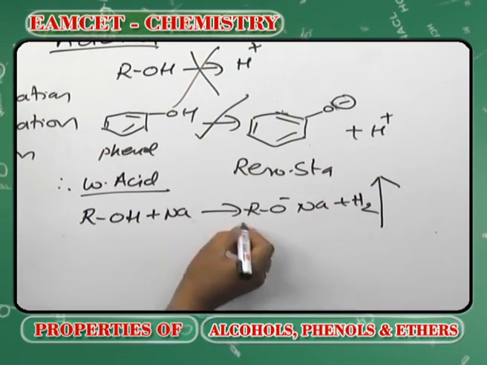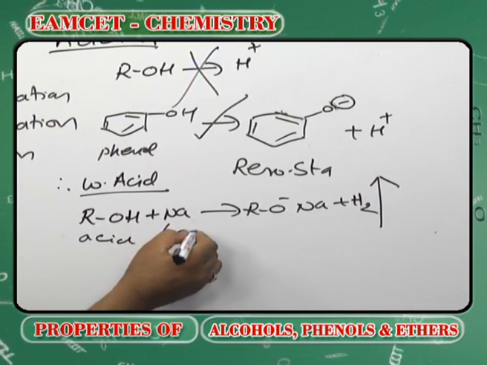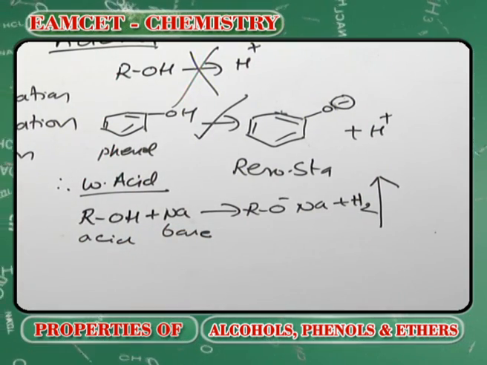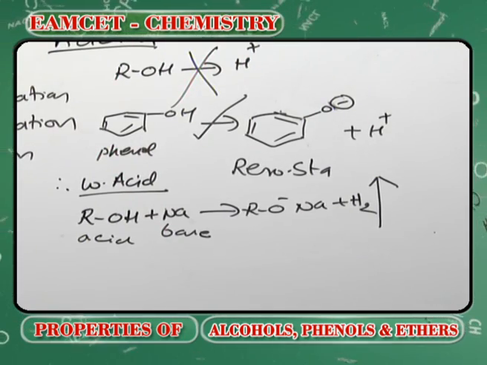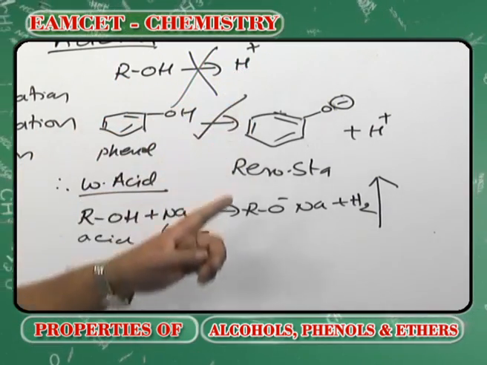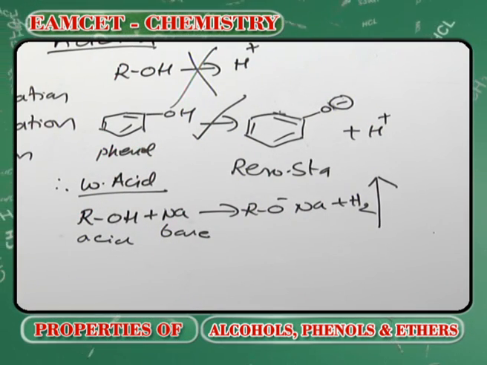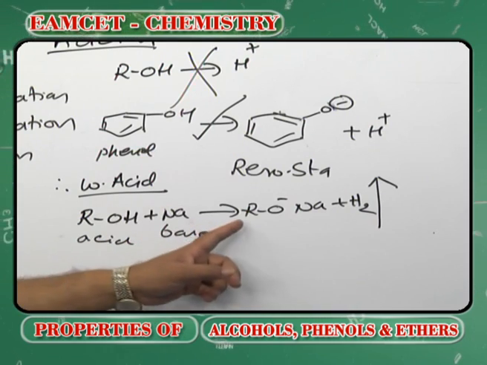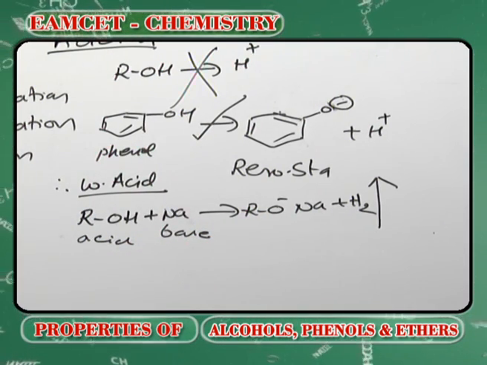In this reaction, alcohol is behaving like an acid, and this is a base, right? But the quantity is very small, because the alkoxide formed after donation of the proton has no resonance stability. Moreover, R is a plus I group, it destabilizes the O minus, therefore the reaction is not favorable.